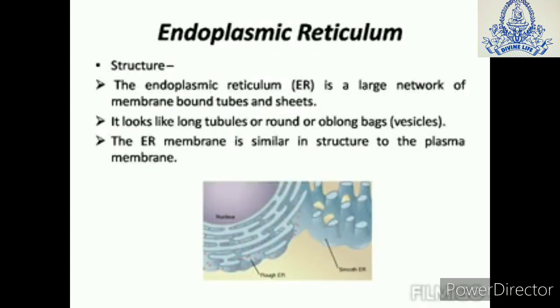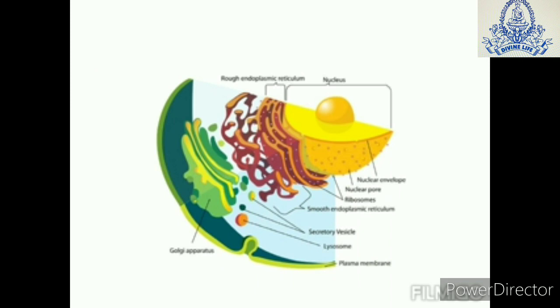Endoplasmic reticulum or ER. It is a large network of membrane-bound tubes and sheets. Membrane-bound tubes and sheets means that it is attached with the membrane. Your tubes or sheets may be long, round or oblong bag-like structures. The ER membrane is similar in structure to that of the plasma membrane. See the picture which is given here. See the structure of the endoplasmic reticulum. If you see properly here, the membrane-bound tubules or sheets are long and round.